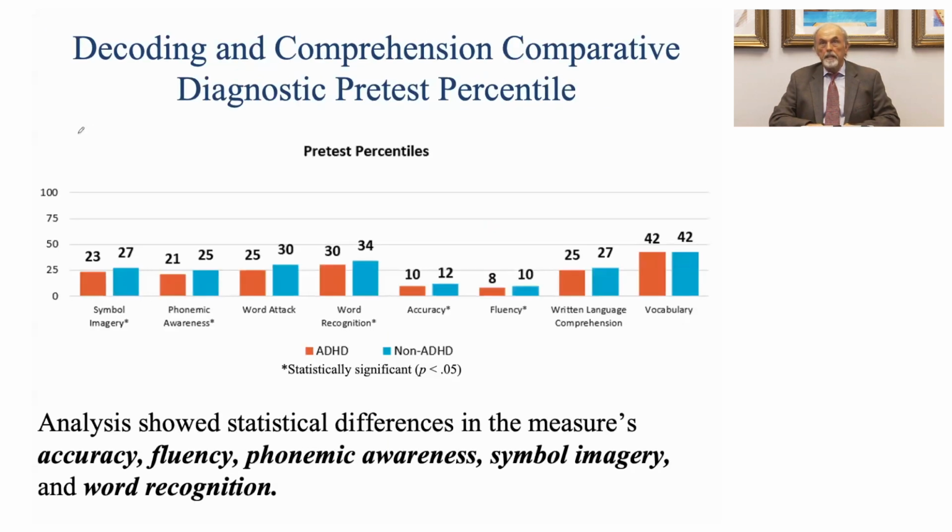And when we look at the pretest profile, analysis showed differences on some of these measures between these populations, namely in accuracy, fluency, phonemic awareness, symbol imagery, and word recognition. Why would that be? They had issues both for decoding as well as language comprehension. So diagnostically, when that showed up, the decision was to go ahead and provide instruction in both areas on a prioritized basis.